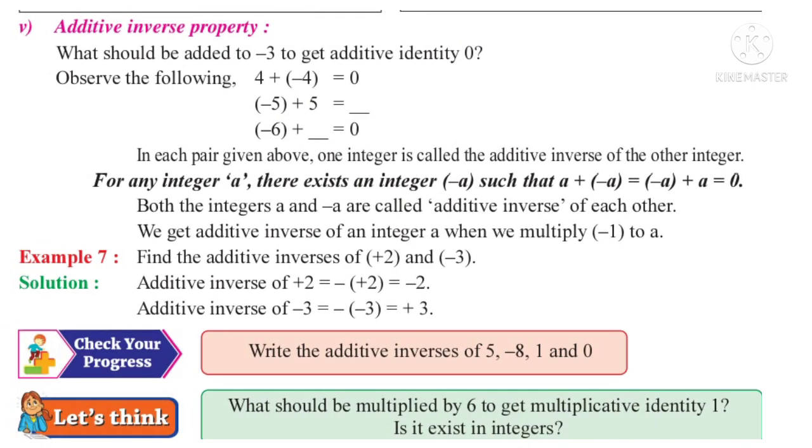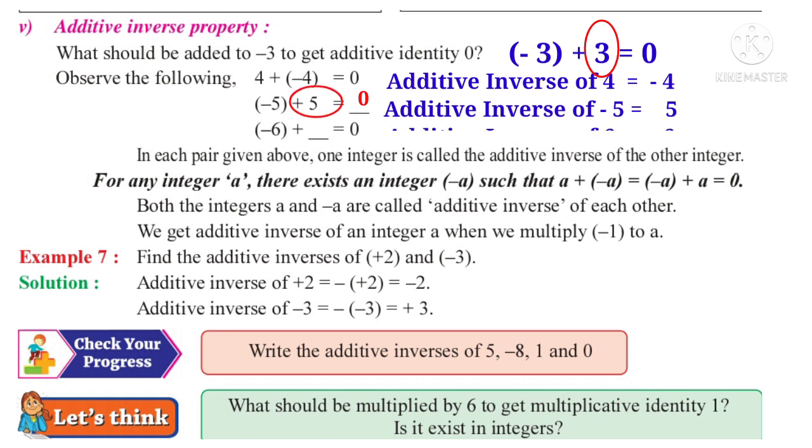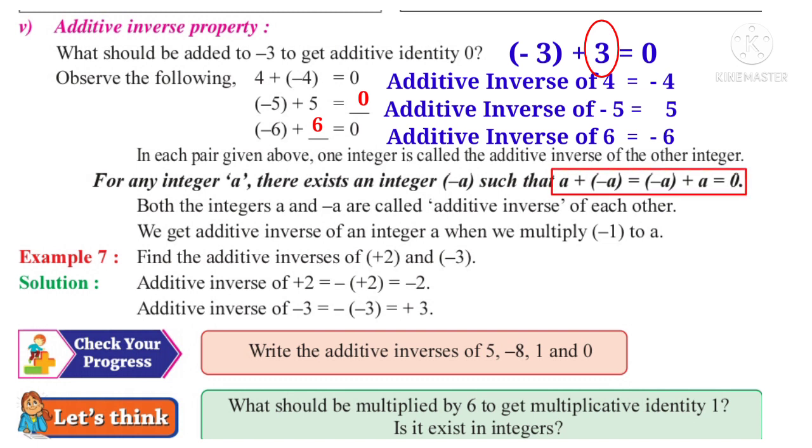Now number 5, inverse property. Let us take addition. What should be added to minus 3 to get additive identity 0? Observe that 4 plus minus 4 equal to 0. Here additive inverse of 4 is minus 4. Minus 5 plus 5 is equal to 0. Additive inverse of minus 5 is 5. Minus 6 plus 6 equal to 0. So additive inverse of 6 is minus 6. So we can say that for any integer a, there exists another integer minus a such that a plus minus a is equal to minus a plus a is equal to 0.